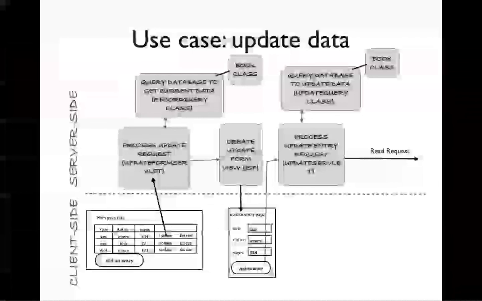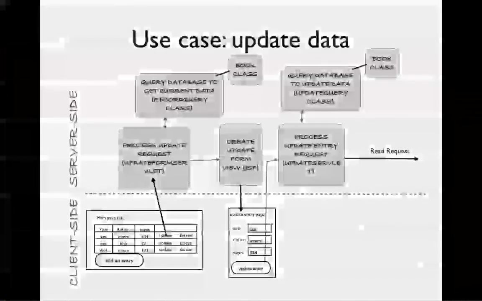The user will be able to change data as necessary and click on Update Entry, which will send a new request. This servlet will use the help of an Update Query to perform the update and change the data in the database. Notice that when the update servlet is finished, instead of sending execution to a JSP to handle a view, we're going to make a read request back to our first use case. So it's as if we're making a new request to a servlet instead of to a JSP. For this use case, we'll need to create 1, 2, 3, 4, 5 additional components.